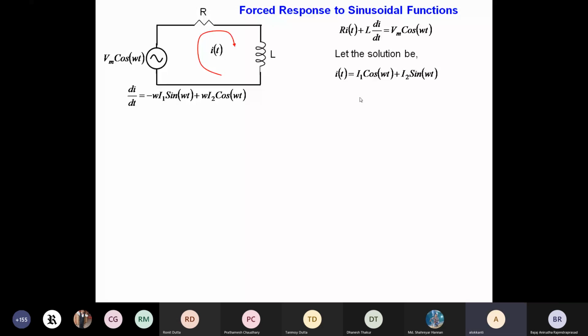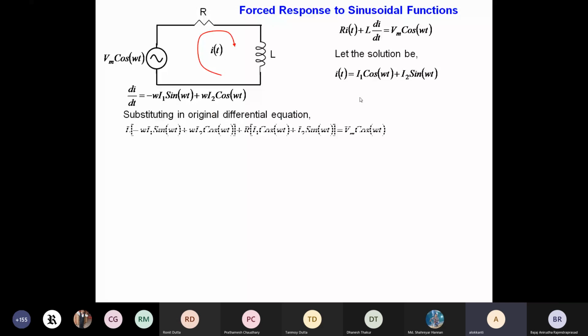If you substitute this in the original differential equation, you will get this. You can do this on your own. Then, taking the cos and sine terms together, you bring Vm cos omega t to the left-hand side. Keeping the sine terms together gives (minus L I1 omega plus R I2) sin omega t, plus (L I2 omega plus R I1 minus Vm) cos omega t, equal to 0, where I1 and I2 have to be found.